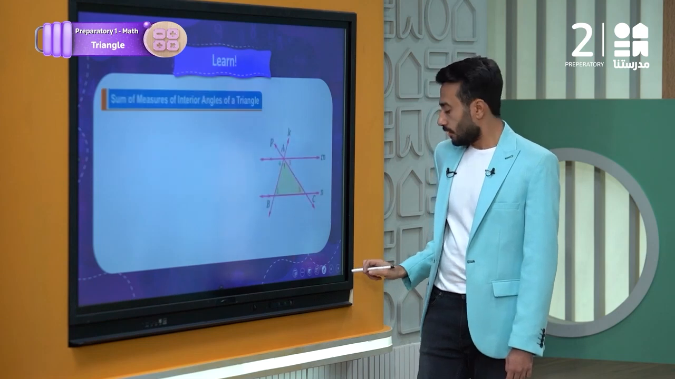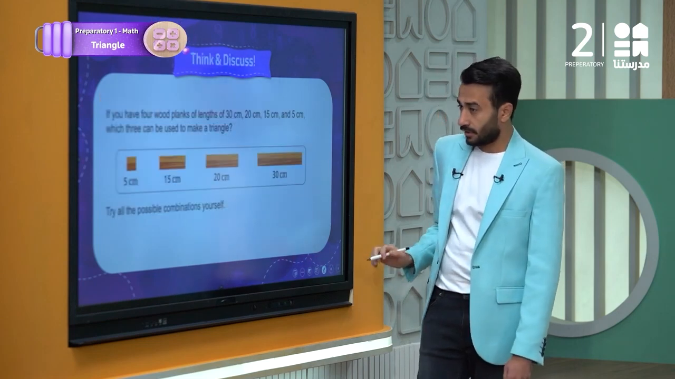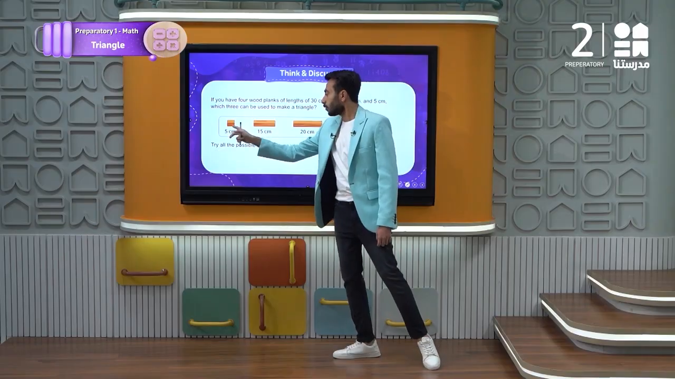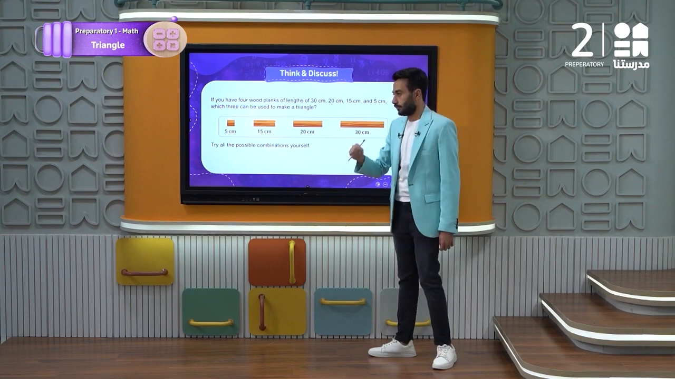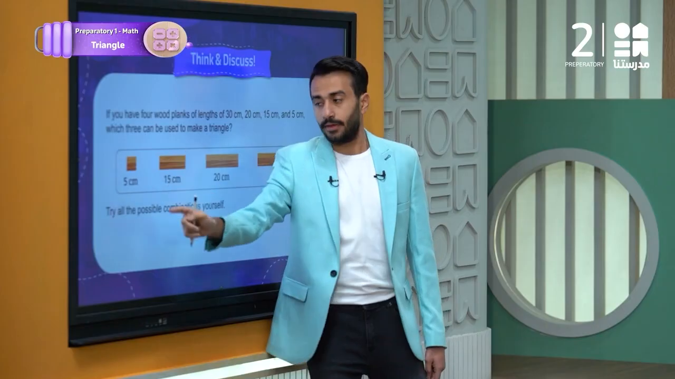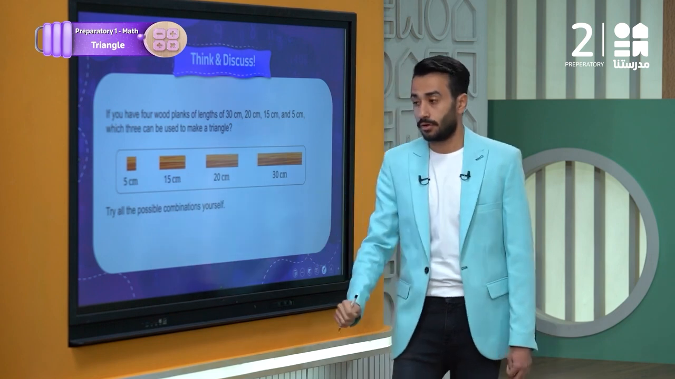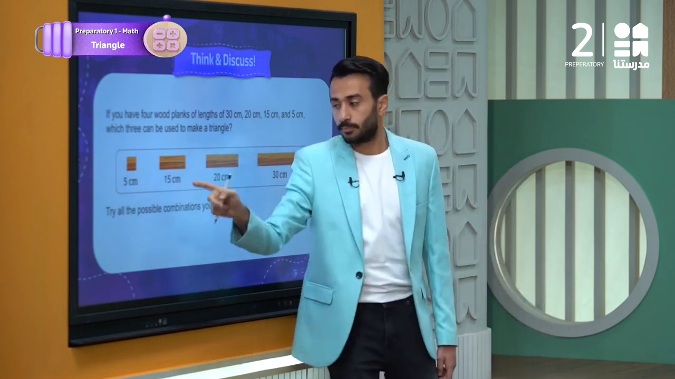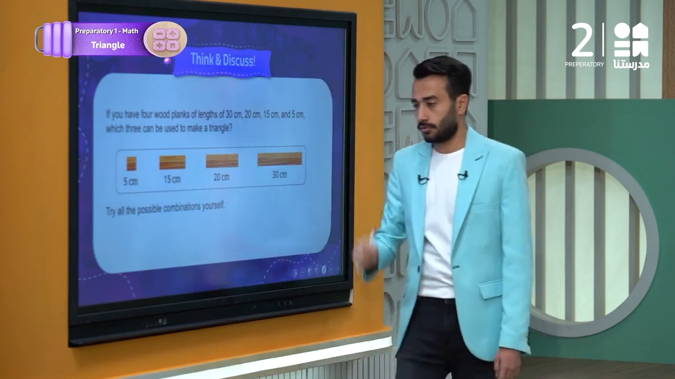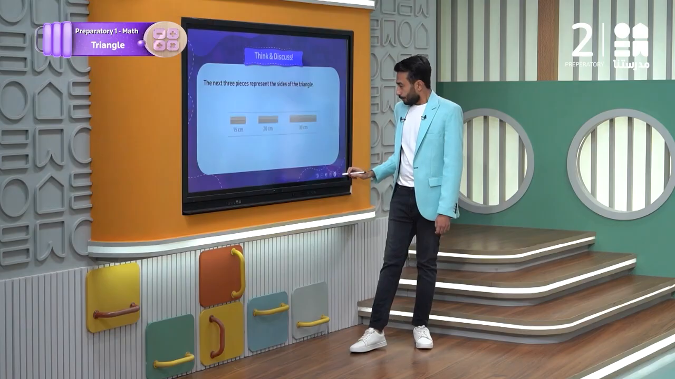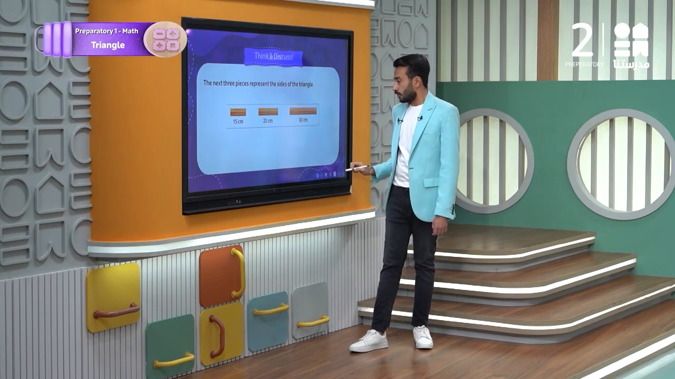Why? We will learn more about this with details, but this side is very small to be connected with any of these two. يعني علشان ناخد ده محتاجين values صغيرة زيه عشان نقدر نكمل triangle. 5 cannot be with 15 and 20, or even 5 with 20 or 30. So this is the answer, 15, 20 and 30.